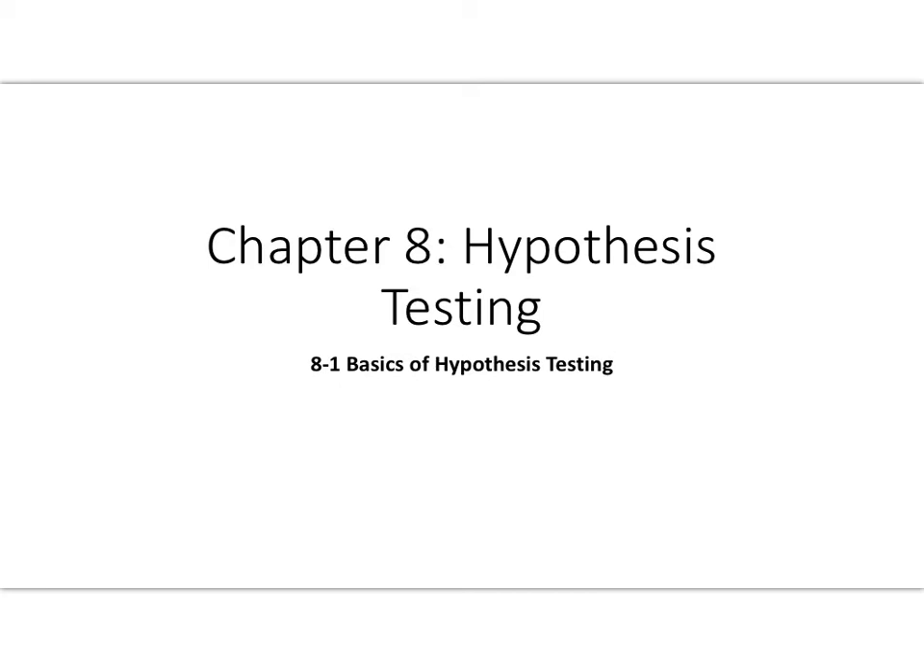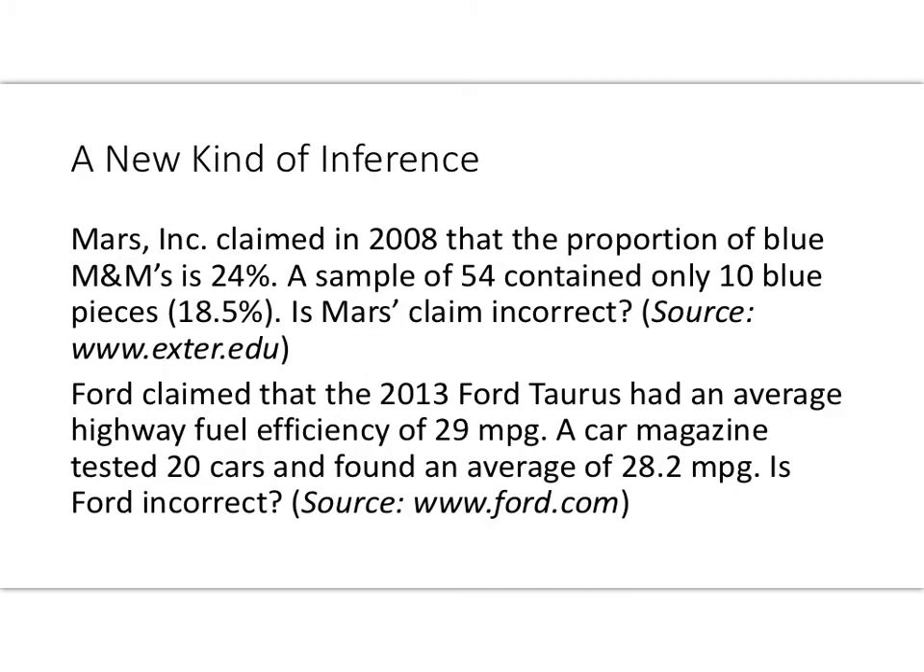This week we will be covering Section 8.1 on the basics of hypothesis testing. Take a look at this example. Mars Incorporated claimed in 2008 that the proportion of blue M&Ms is 24%. A sample of 54 contained only 10 blue pieces, which is only 18.5%. Is Mars' claim correct?